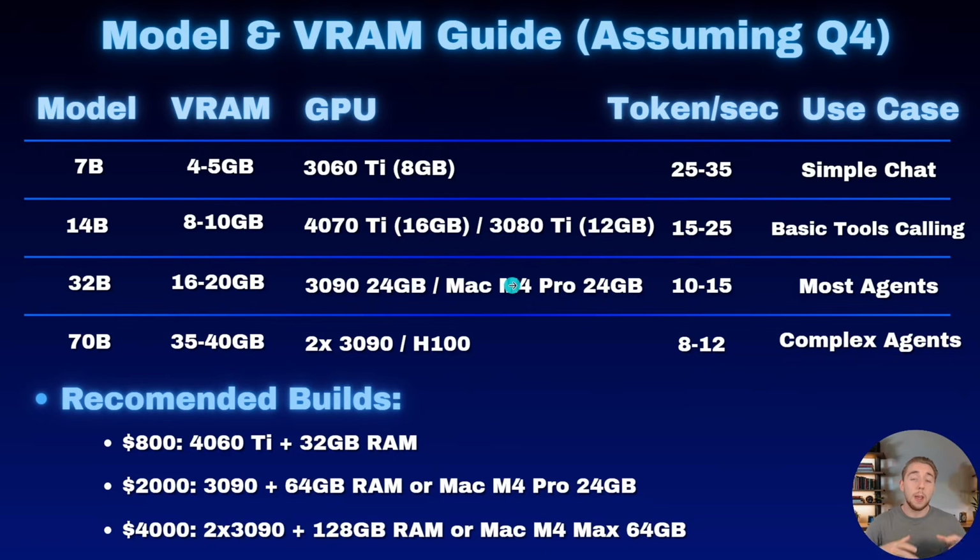And then also Macs with their new M4 chips are very powerful with their unified memory architecture. So if you get a Mac M4 Pro with 24 gigabytes of unified memory, you can also run 32 billion parameter models. Now the speed isn't going to be the best necessarily. And again, this does depend a lot on your computer overall, but you can expect something around 10 to 15, maybe up to 20 tokens per second.